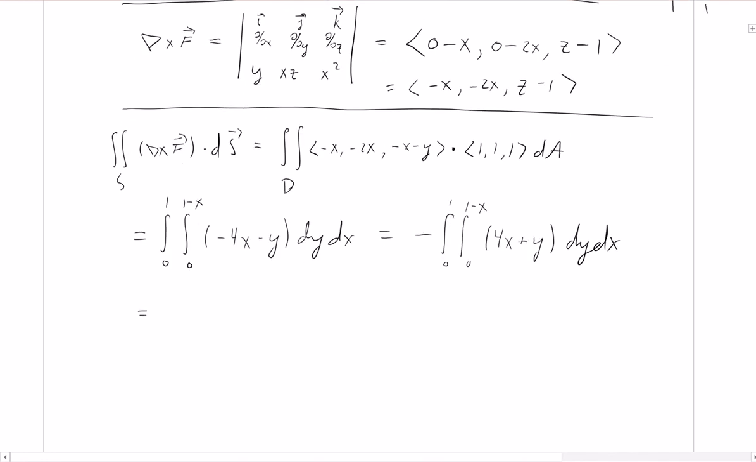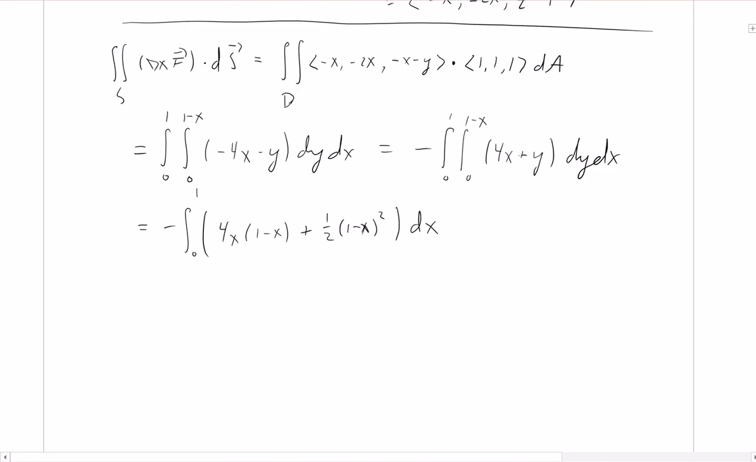And now if we do the y integral first, x is just a constant, so we multiply it by 1 minus x, and the integral of y is 1/2 y squared. And we evaluate from 0 to 1 minus x. Now if we go ahead and multiply all this out and distribute that minus sign through, we end up with 7/2 x squared minus 3x minus 1/2.